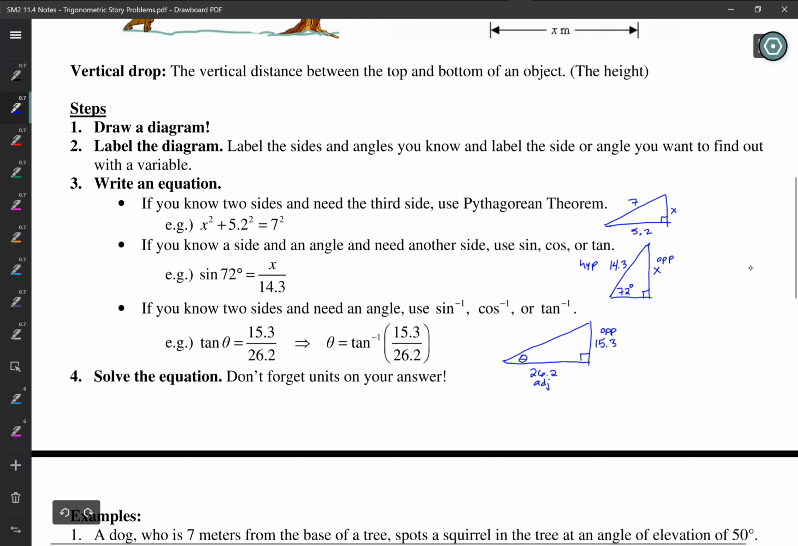So these are three different types of situations that you might see in these problems. So we will look at examples of all of these. Once you have your equation set up, you will go ahead and solve it. And of course, these are story problems, so you don't want to forget units on your answer.